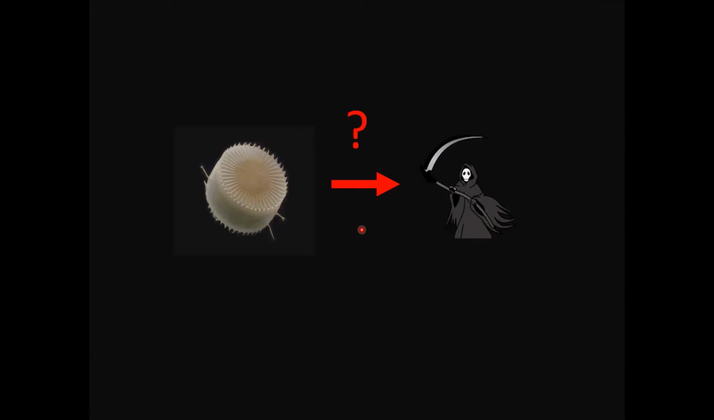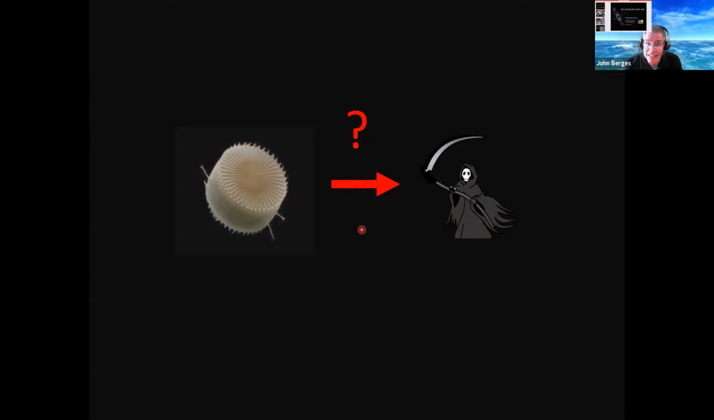Leora in the chat says it's old. Old? Okay, so we get old and die, huh? We age. Could a single cell age? That's a great question. I love that question. We're going to come back to that one too. Other thoughts?